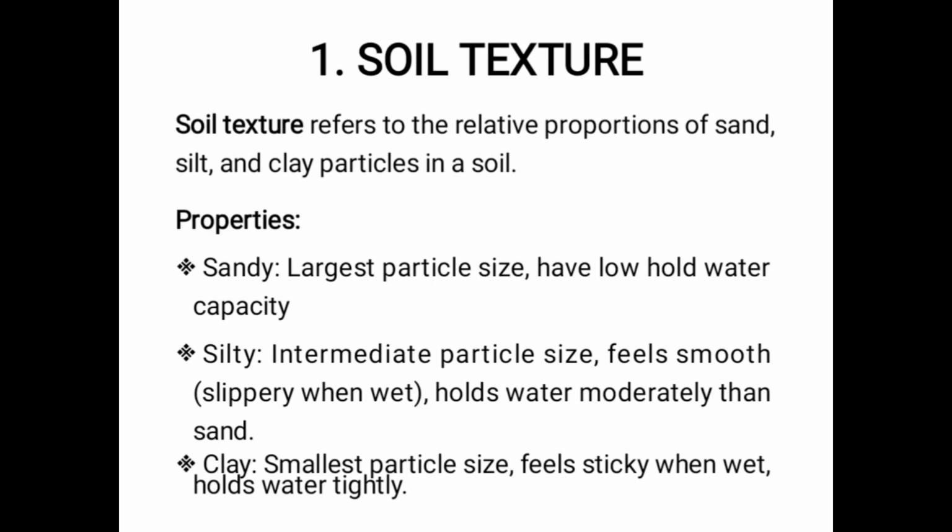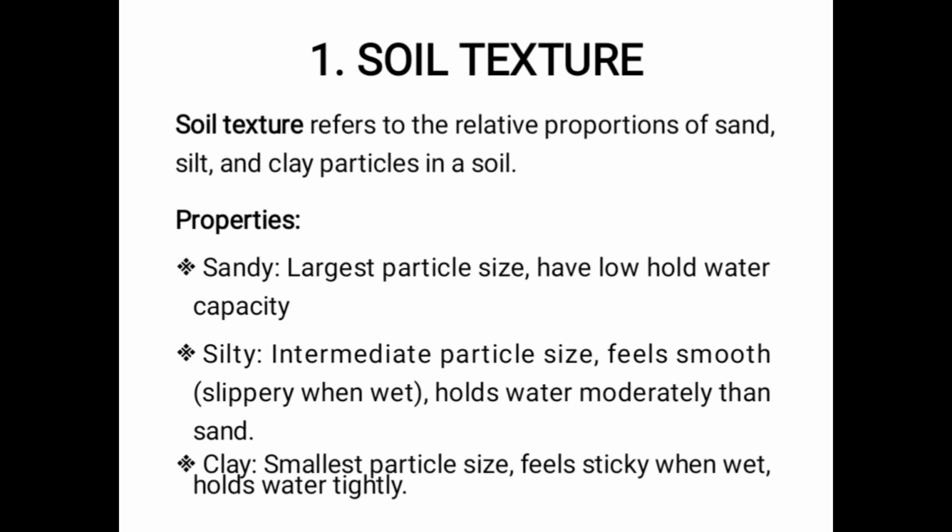When we are talking about soil texture, this refers to the relative proportions of sand, silt, and clay particles in soil. When talking about the proportion, it means that we consider the size of the particles of the soil. That's why we say it's the relative proportion of sand, silt, and clay particles in a soil. That is the definition of soil texture.